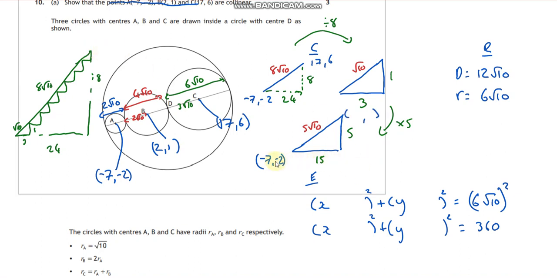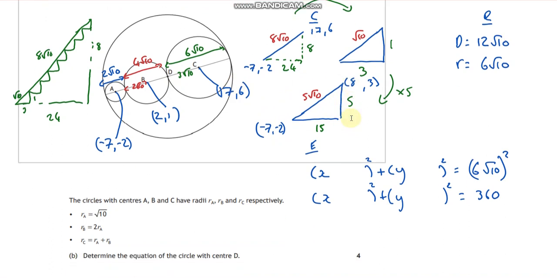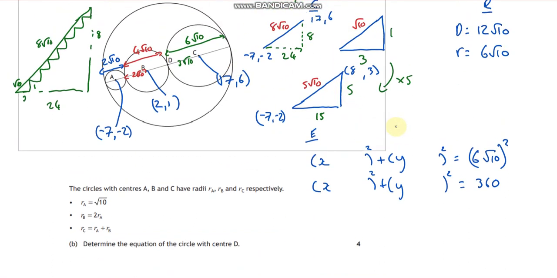So in the x direction, I'm going to add on 15. So if I add on 7, I get to 0, then I'm going to add on 8. And -2 add 5 is going to give me 3. So it means that this value D is 8, 3. So I'll just change the signs, -8, -3, -8, -3.